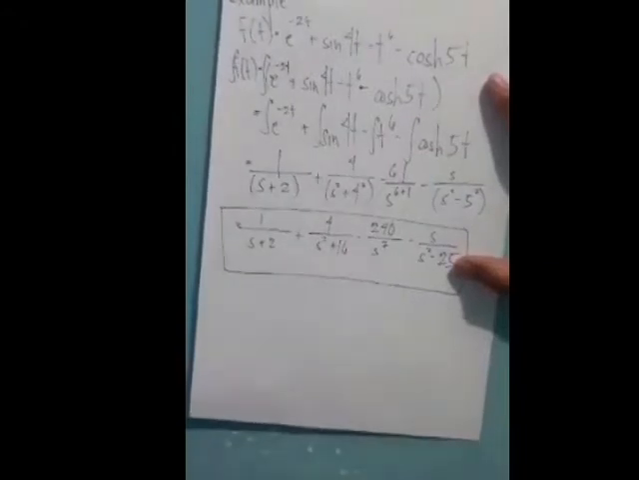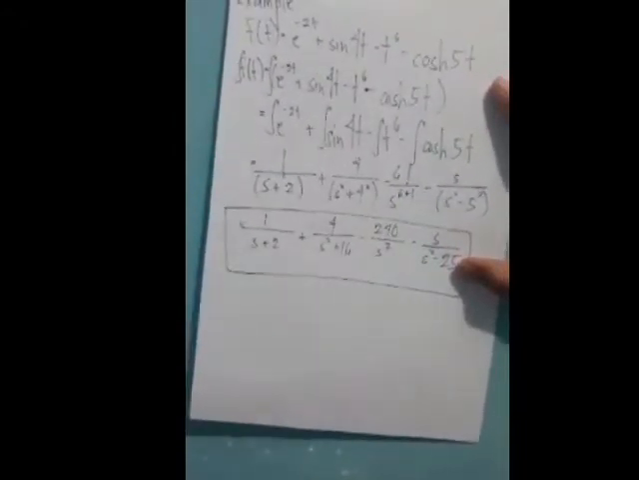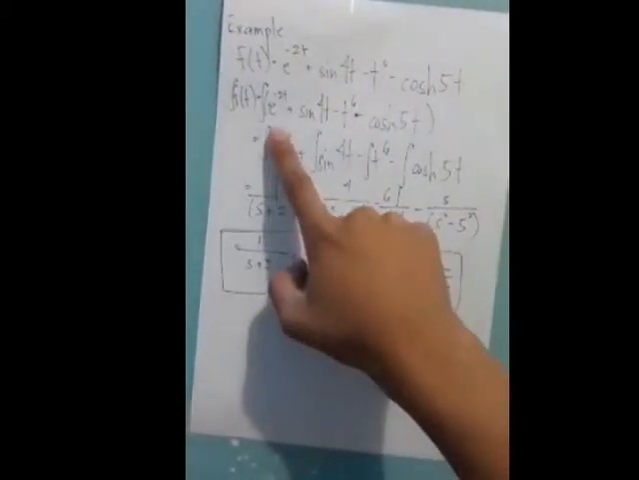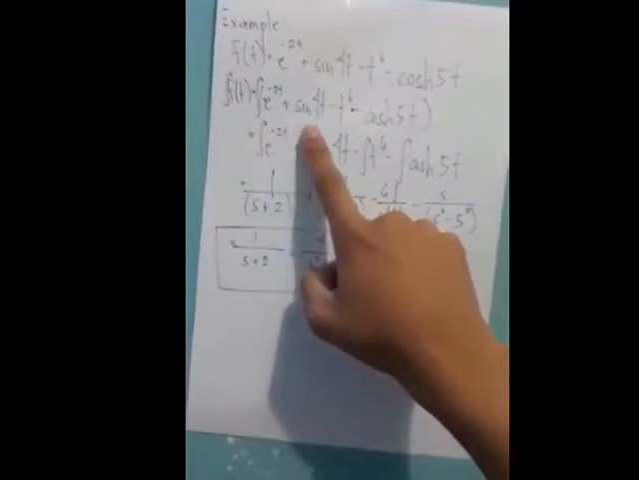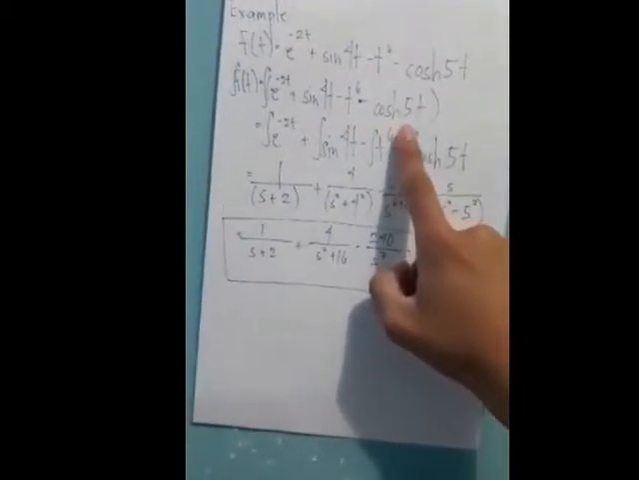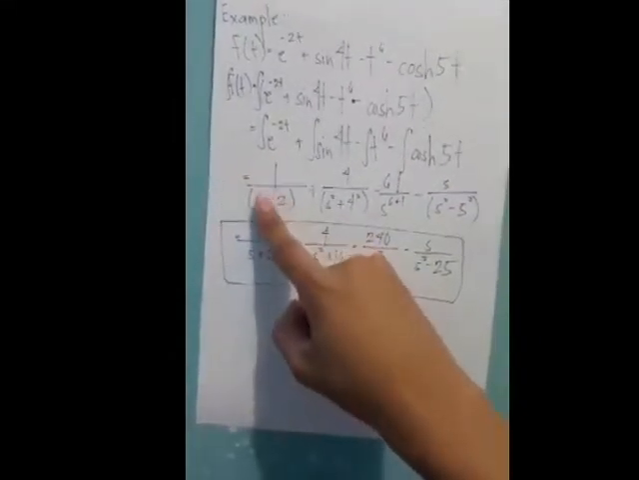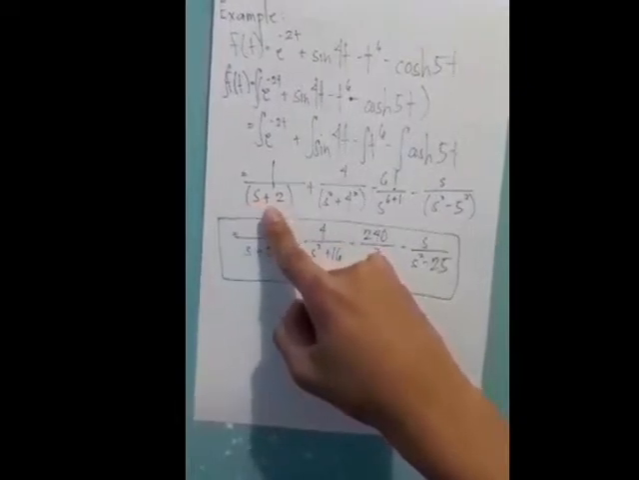First, we will get their Laplace transforms one by one, so we can write it separately in the manner of the symbol of Laplace of e raised to negative 2t, sine 4t, t raised to 6, hyperbolic cosine 5t, and we know that the Laplace of e raised to negative 2t is equal to 1 over s plus 2.